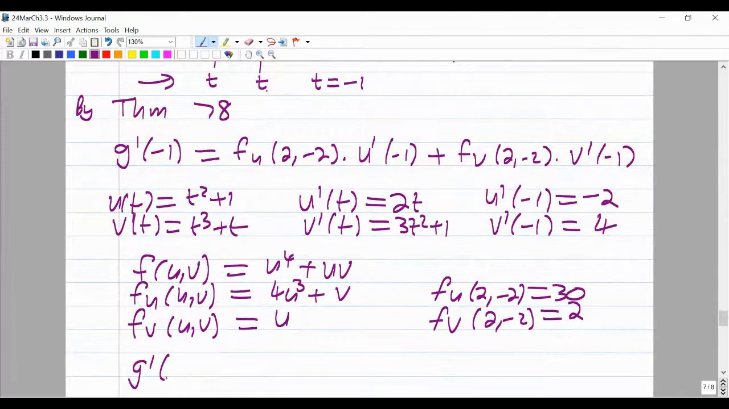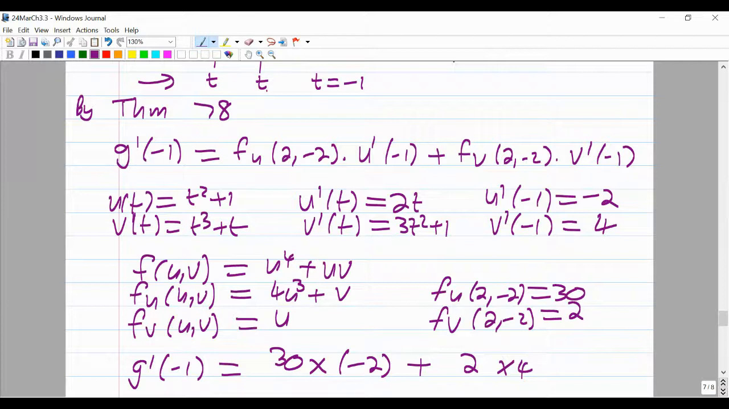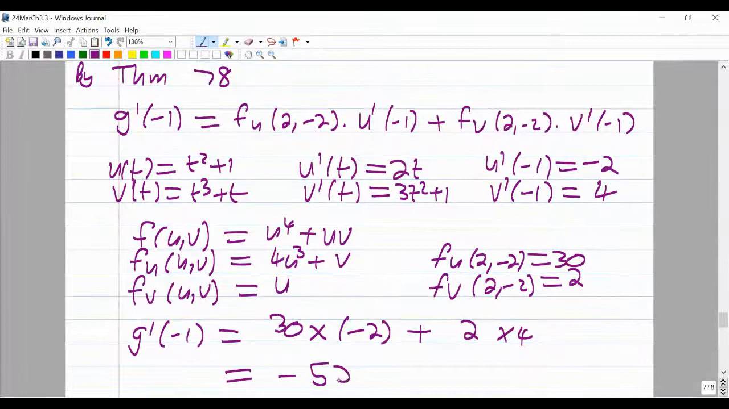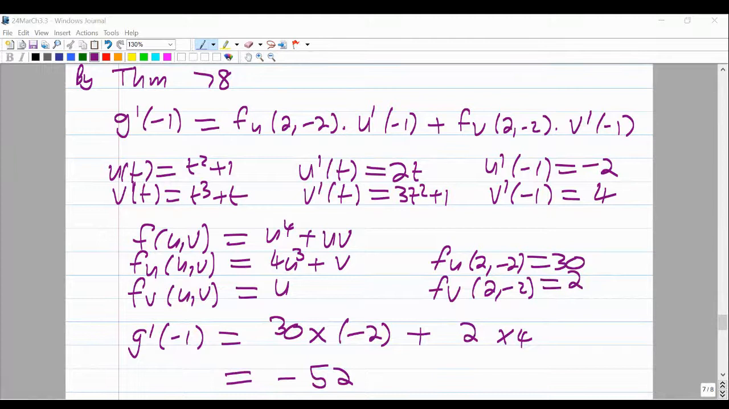So now we use g dash of minus 1 is equal to f partial u at the specific value, which is 30, times u dash at that specific point, which is minus 2, plus f partial v, that's 2, times v dash, which is 4. And who can tell me what is this numerical value? No calculators? And we got 52 again. All right. How cool is this?